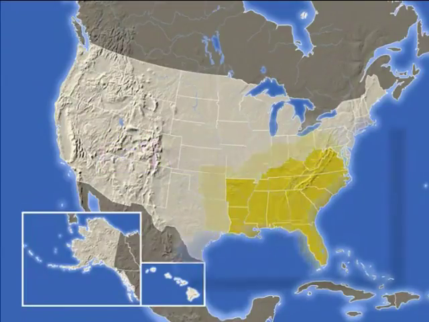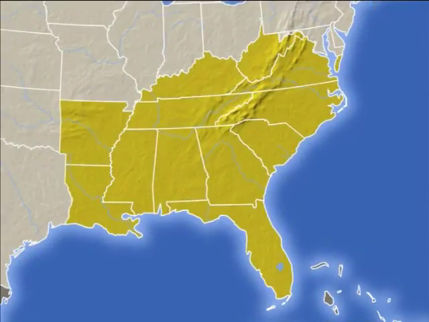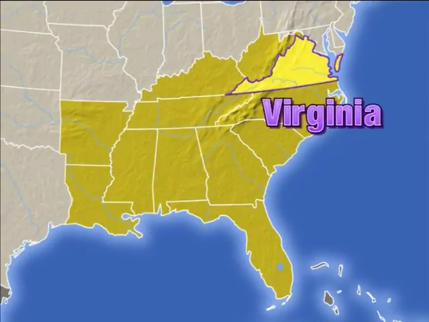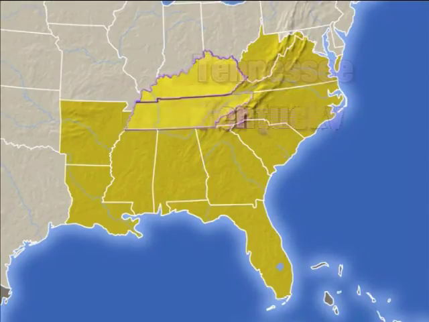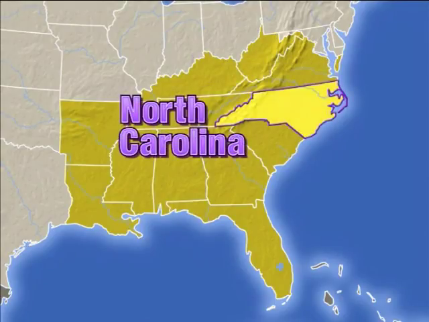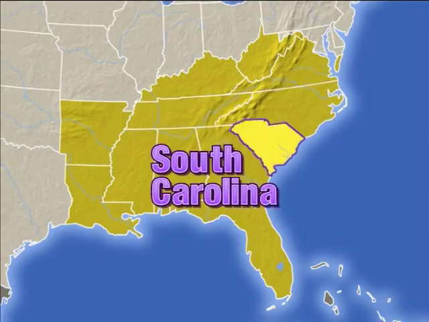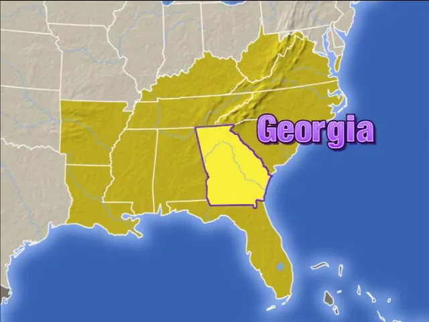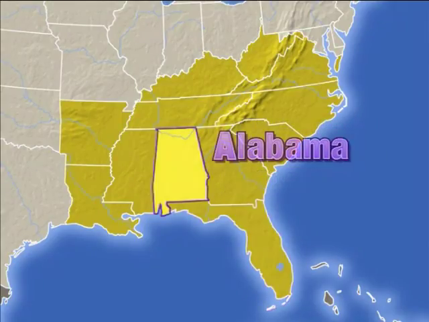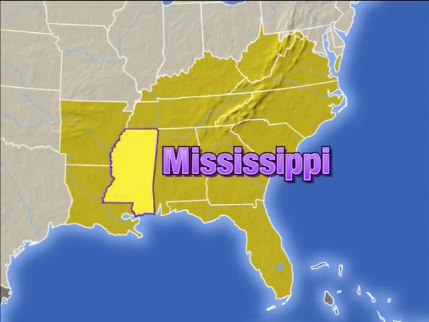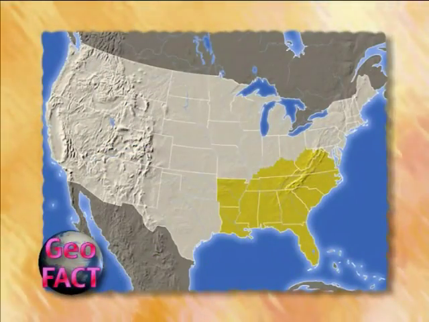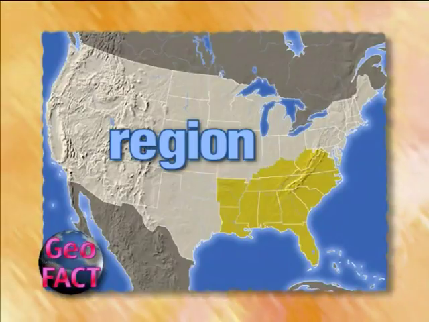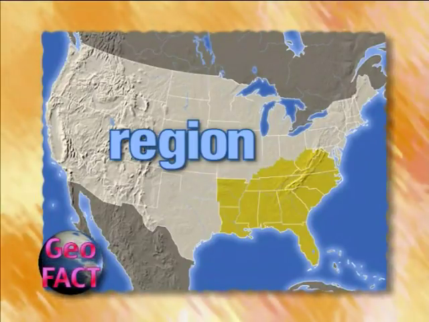There are 12 states in the Southeast region, and they are Virginia, West Virginia, Kentucky, Tennessee, North Carolina, South Carolina, Georgia, Florida, Alabama, Mississippi, Louisiana, and Arkansas. A region is an area that shares common characteristics, such as bodies of water or what people do with the land.